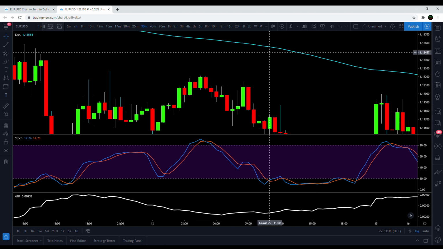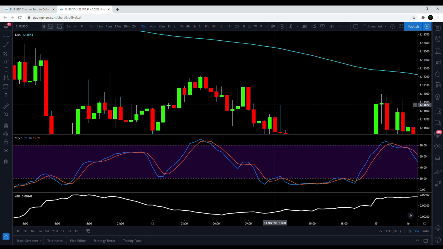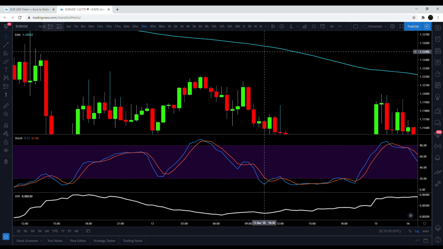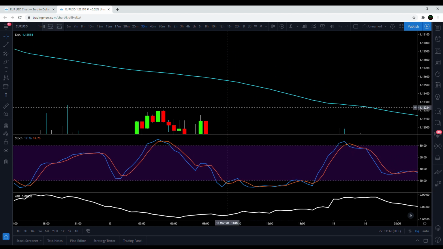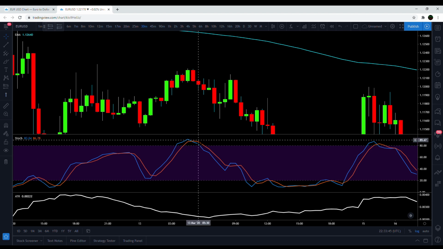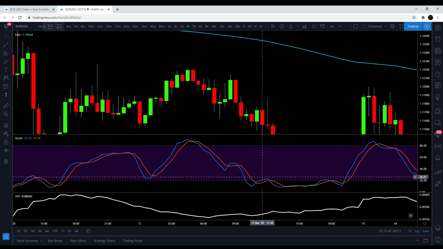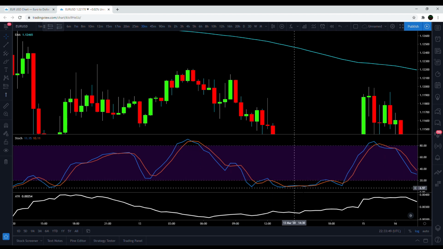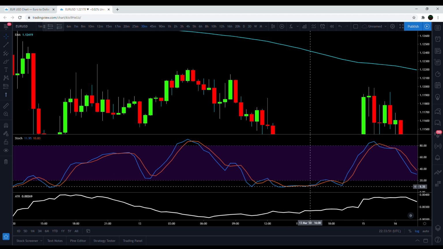So first thing, we have the 200 EMA. You can only take short entries when price is below the 200 EMA. You can only take long entries when price is above the 200 EMA. And the entries are given by the stochastic when it is over the 80 line and crosses down. That is a short entry signal. When it is below the 20 line and crosses up, that's a long entry signal.